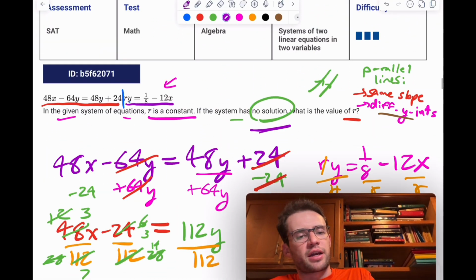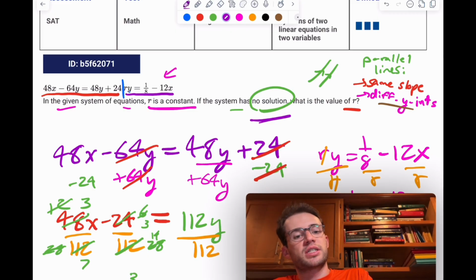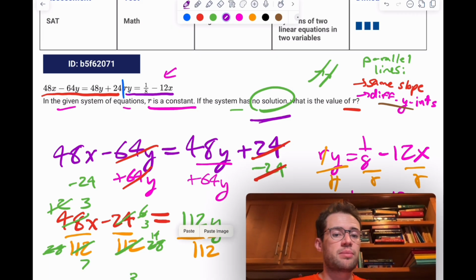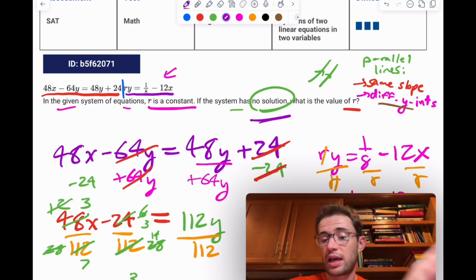One last way you could check it is just plug both of these equations into Desmos and use your value of r and see if they do graph as parallel lines. So I'll just show that really quickly. So we have 48x minus 64y equals 48y plus 24. And then ry, we said r for our value was negative 28y equals 1/8 minus 12x. So you can see I'm not even using the simplified version of this left equation. Maybe I simplified it incorrectly.